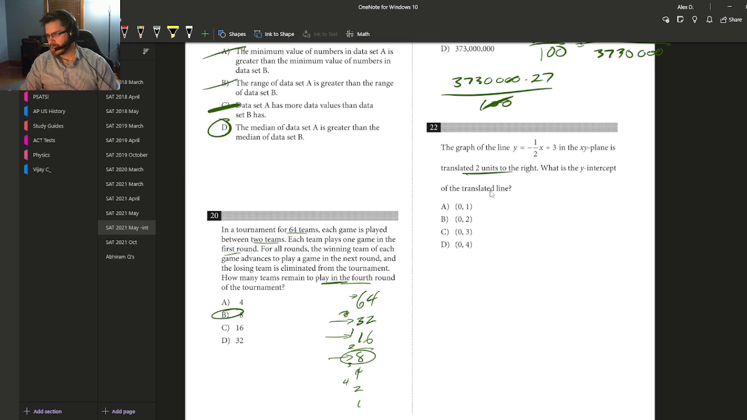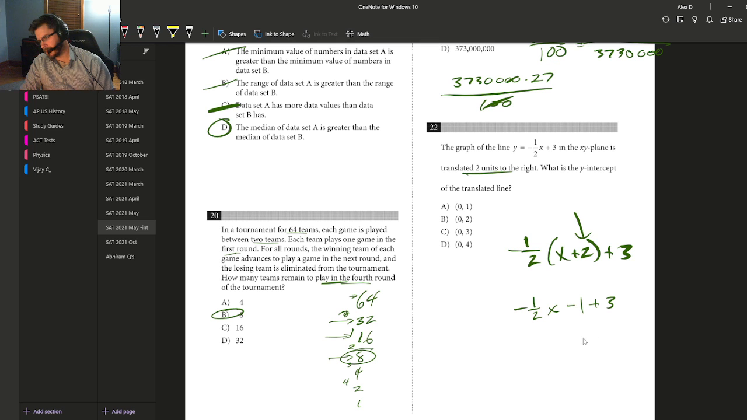It's translated 2 units to the right, so that would be negative 1/2 x plus 2 plus 3, a 2 unit translation to the right. Put it in the parentheses. Now to find the new y-intercept, we're going to have to distribute that 1/2, negative 1/2 x minus 1 plus 3. So that'll become plus 2, and there's our new y-intercept.